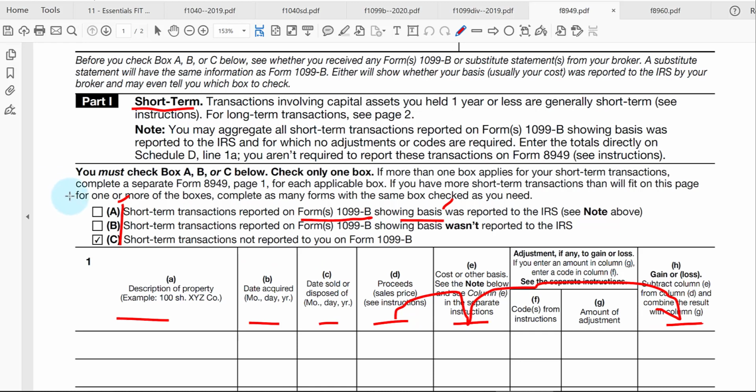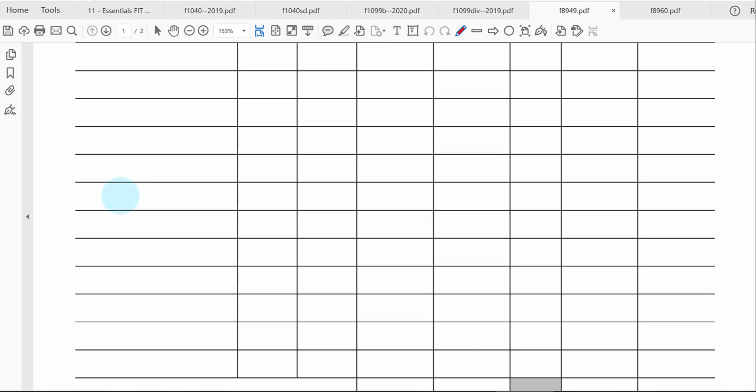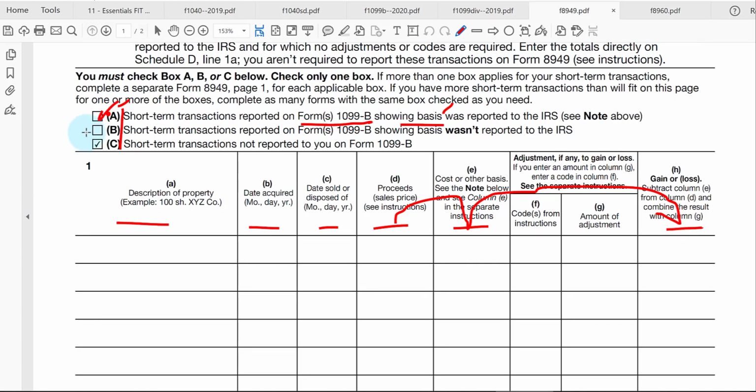If I check off this A box here, only A type transactions can be put on this one sheet, going all the way down to the total at the bottom. Now, if I check off B, I cannot use A for this page, but only B type transactions, where the cost basis wasn't reported to the IRS.